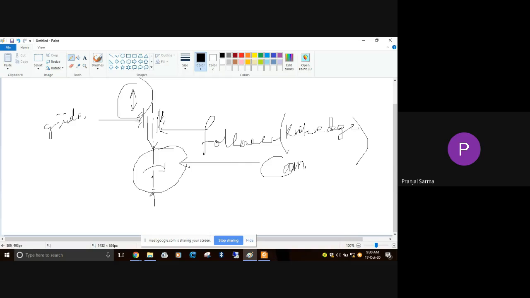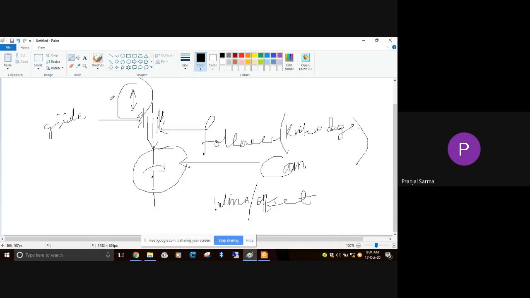In this particular case, can anyone tell me whether it is inline or offset type? I am audible, right? Yes, all of you hear me, right? Sir, it is inline. Yes, correct. It's inline.